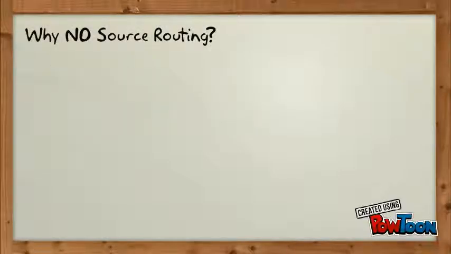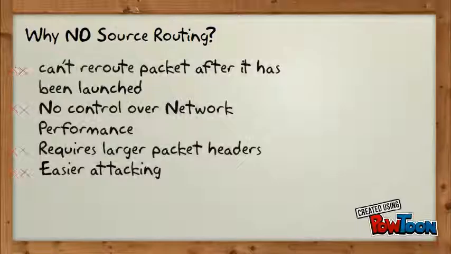Source routing also has its own disadvantages. You can't recall a packet after it has been launched, since it comes with a source address, and you have no control over the network performance, so if there's network congestion, there's nothing you can do about it. It also requires large packet headers, and it's easier to attack.